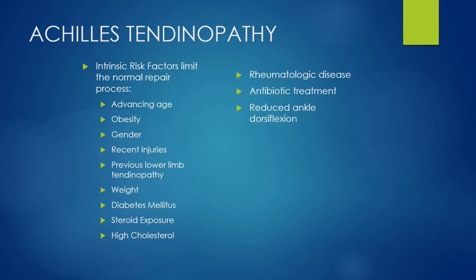Intrinsic risk factors, on the other hand, are those risk factors that are unique to the individual that seem to thwart or inhibit the normal repair process. The number one risk factor that limits the normal repair process, of course, is advancing age.